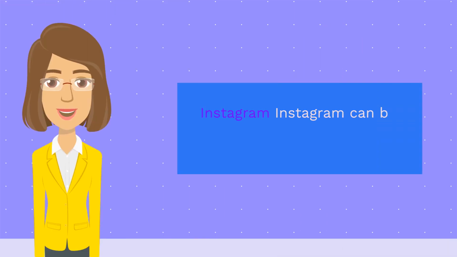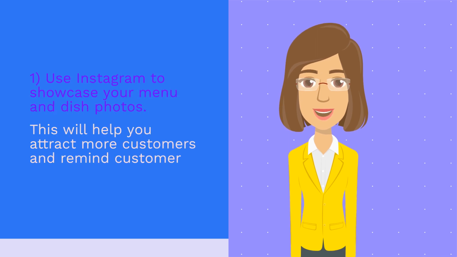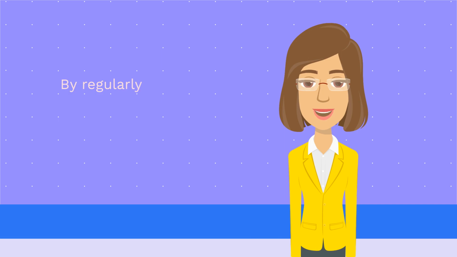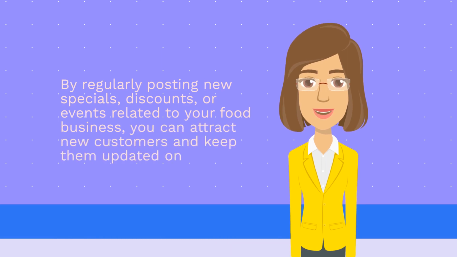Instagram can be a powerful tool for food businesses. 1. Use Instagram to showcase your menu and dish photos. This will help you attract more customers and remind customers. 2. Use Instagram as a marketing platform. By regularly posting new specials, discounts, or events related to your food business, you can attract new customers and keep them updated on your latest happenings.